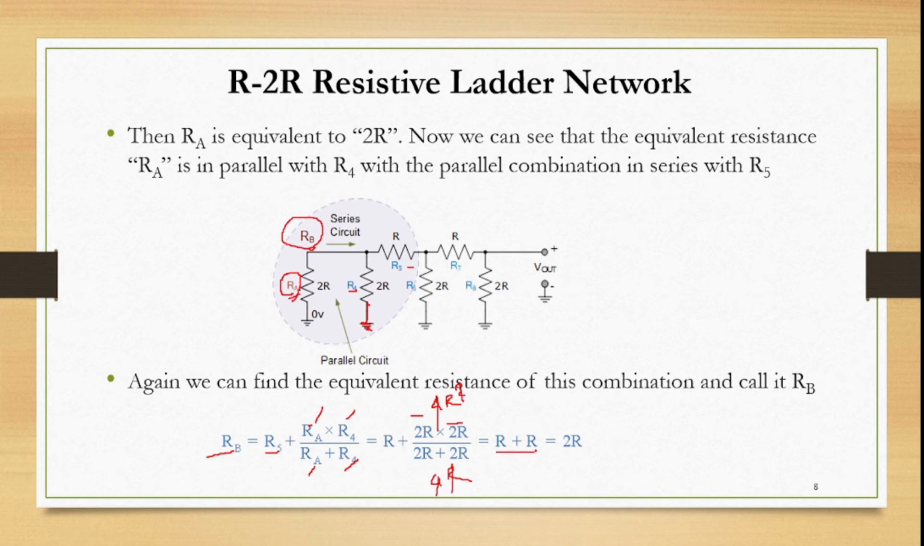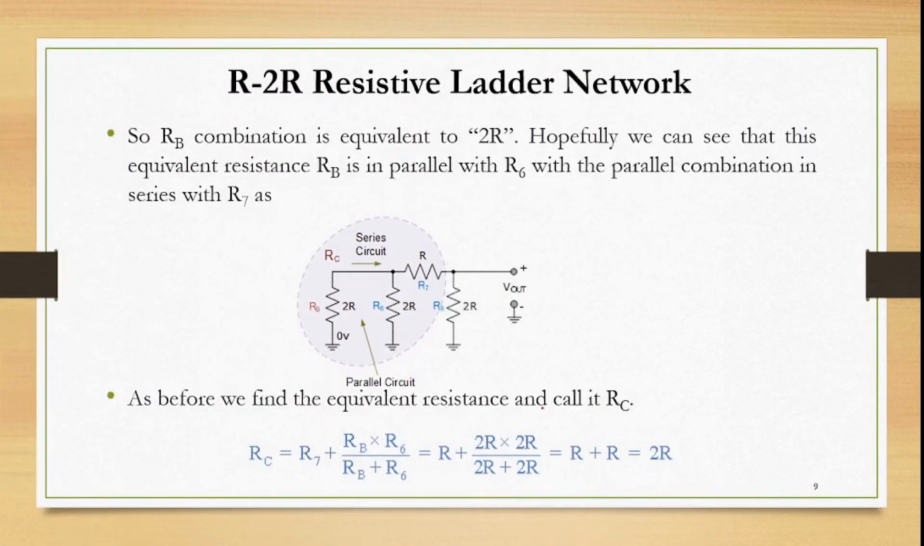We'll have a simple R plus 2R, that is equal to RB. If we go to the next stage, when we connect the next terminal to ground again, we can say logic 0. So what we have again, RB and R6 are in parallel. So RB into R6 divided by RB plus R6, in series with R7. If we put the values to find RC, we'll have R plus 2R into 2R, which becomes 4R square divided by 4 into R.